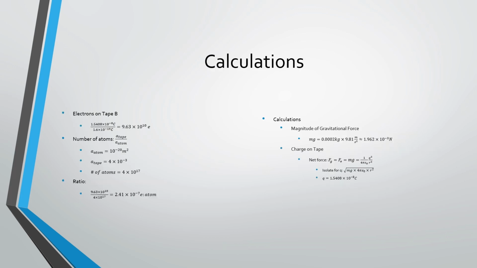Now to walk through some of the calculations, the electrons on tape B is we took the amount of charge over the charge of an electron, which worked out to be 9.63 times 10 to the 10 electrons, which is the excess charge of electrons. And then we did the ratio, the number of excess electrons to the number of atoms on the tape, and it worked out to be 2.41 times 10 to the negative 7. And so we also repeated our calculations there for the charge on the right side.